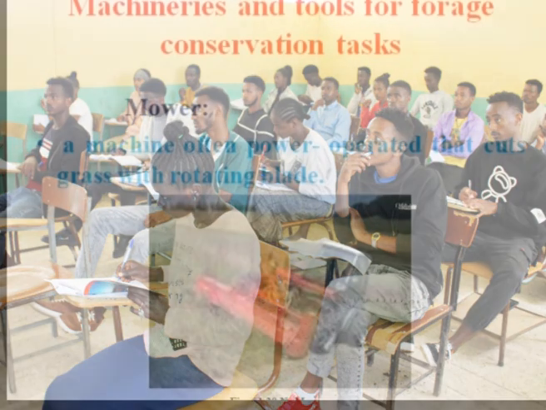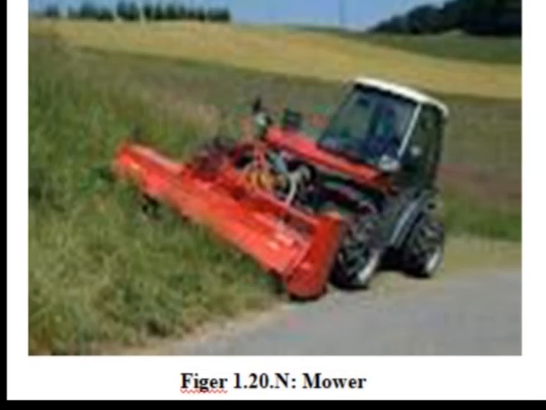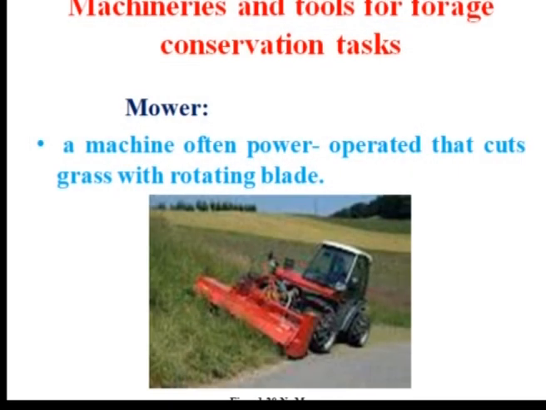Student, are you with me? Alright, the next important point is: what are the machineries used for forage conservation? There are a lot of machines and tools used for forage conservation. Among them, mower is the first one. Mower is a machine, often power operated, that cuts grass with a rotating blade.